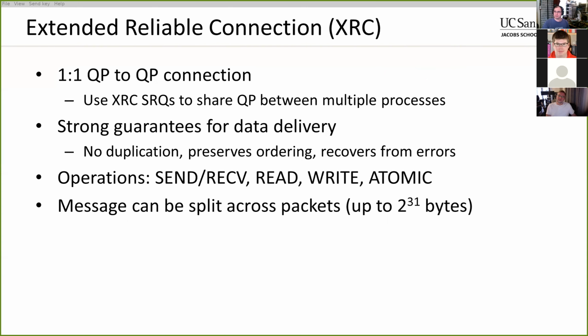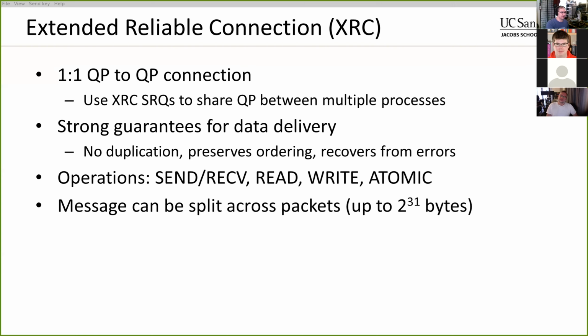The problem with RC is that it requires a lot of queue pairs for all of this communication when you have lots of processes running across lots of nodes. So extended reliable connection uses what are called shared receive queues. You can amortize a single queue pair to queue pair connection across multiple processes on the destination. This provides all the same guarantees of data delivery as RC because it works exactly the same way. It just allows you to multiplex multiple connections through the same queue pair to queue pair connection.